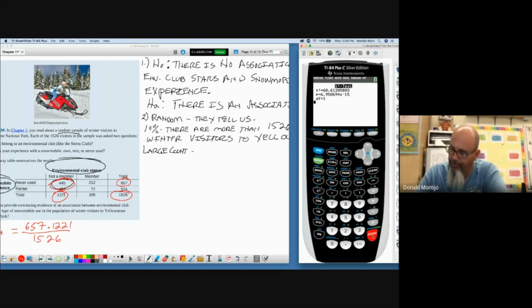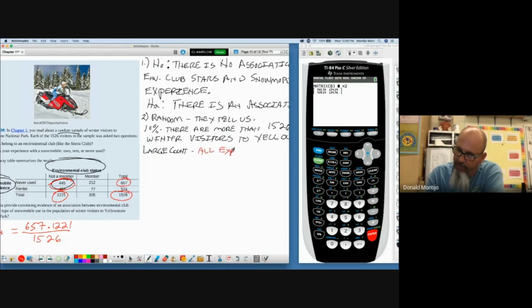Now let's see what the expected counts were. So we need to go back into our matrix and we need to edit matrix B. We're not really going to edit it, but that's what's going to allow us to see what's in here. Yeah, all of them are way bigger than 5. So we're fine there. Okay. Probably for time's sake, I should have written down the important information on the test before I went to check my large count, but I was just trying to do things in order here with you guys. So all expected are greater than or equal to 5.